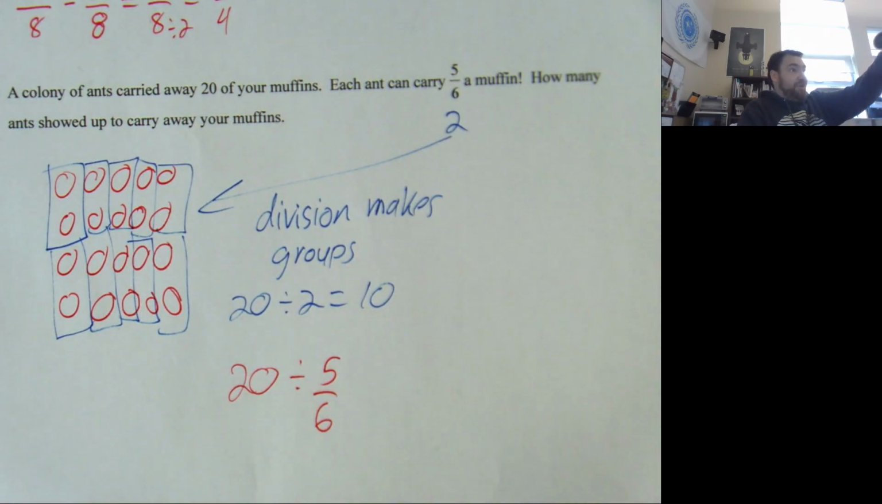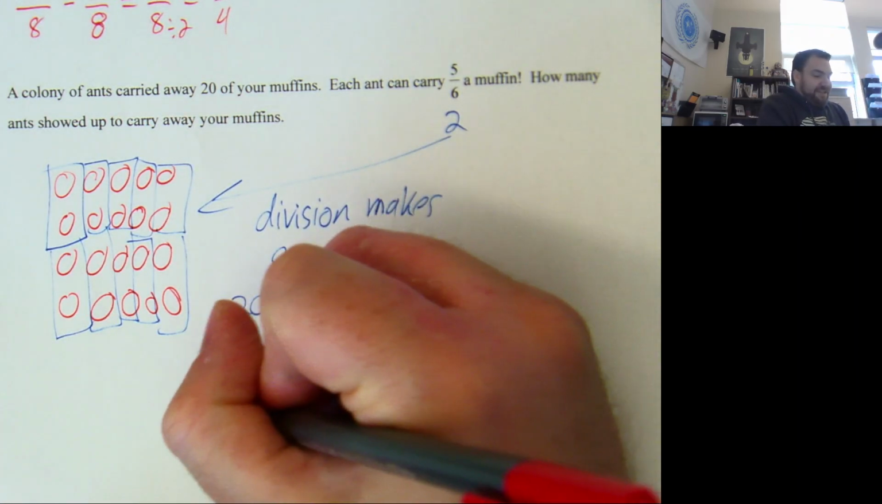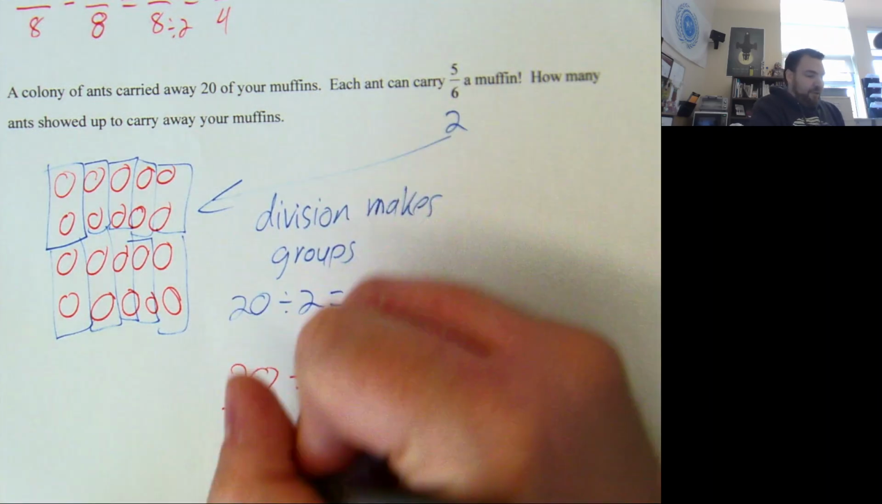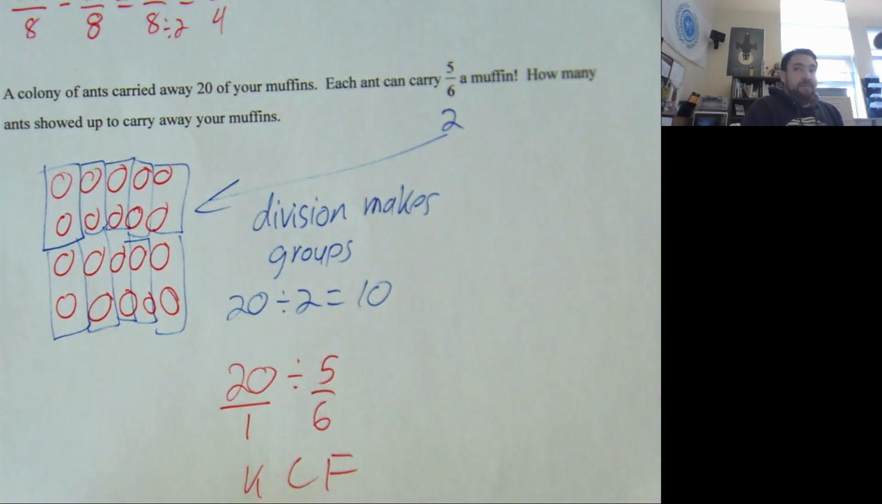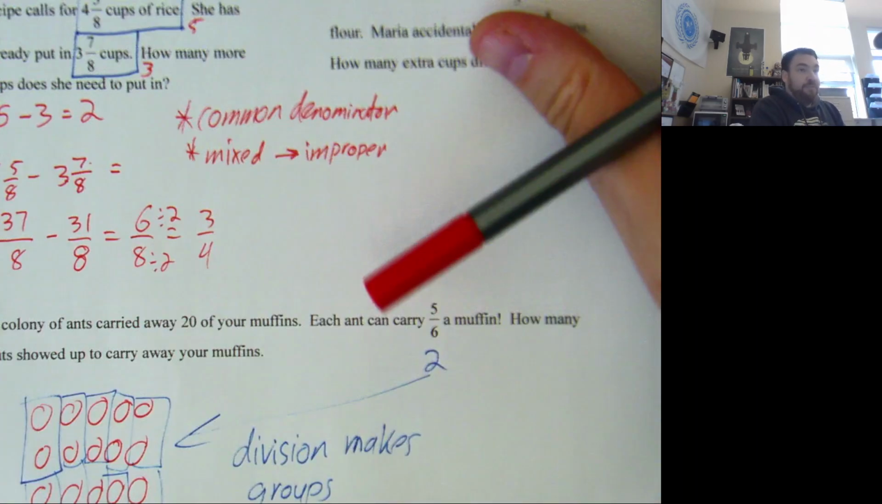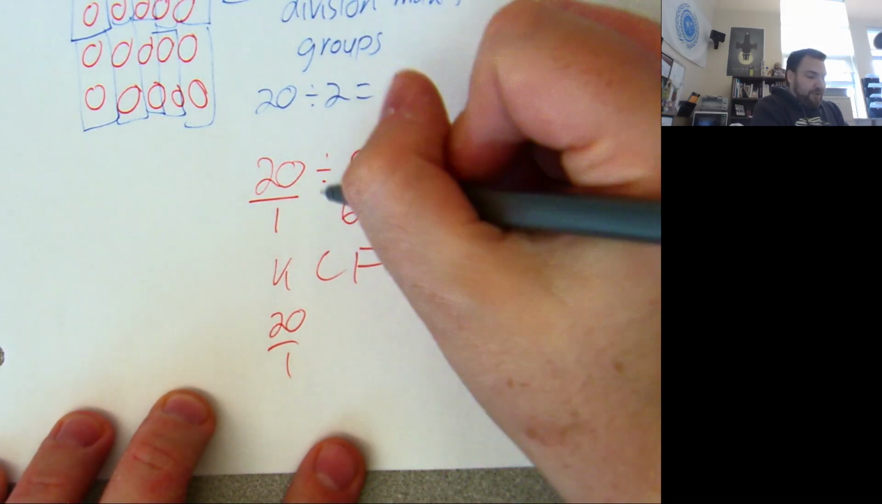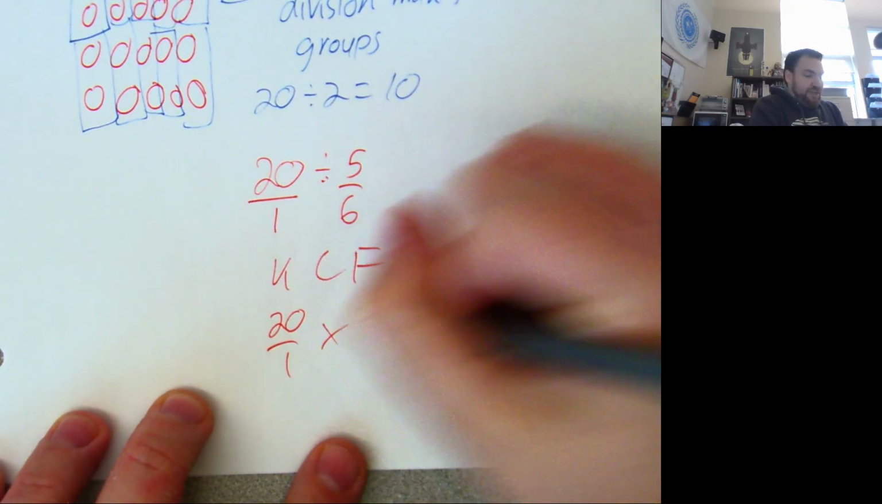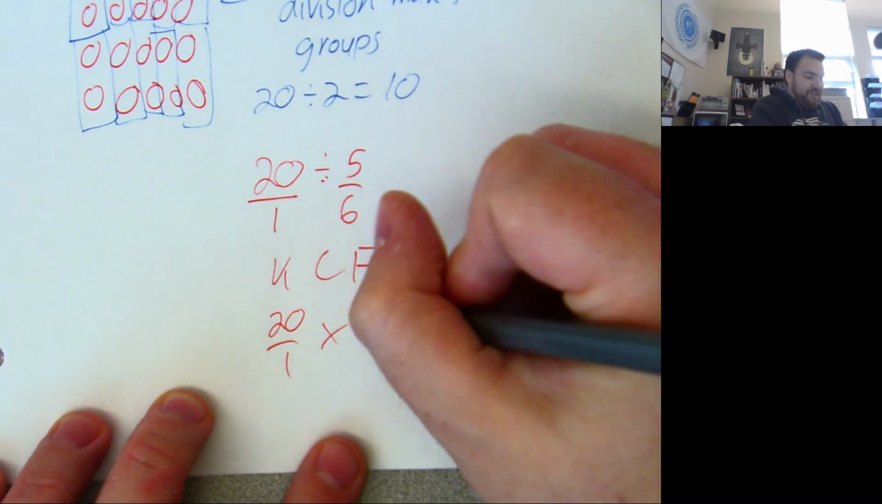I'm going to do what Dakota just said and what Sahil just said. Dakota says, I want to make this 20 over 1, and then keep, change, flip. 20 over 1 stays 20 over 1. Whole numbers always go over 1. The division changes to multiplication, and I flip the fraction, 6 over 5.